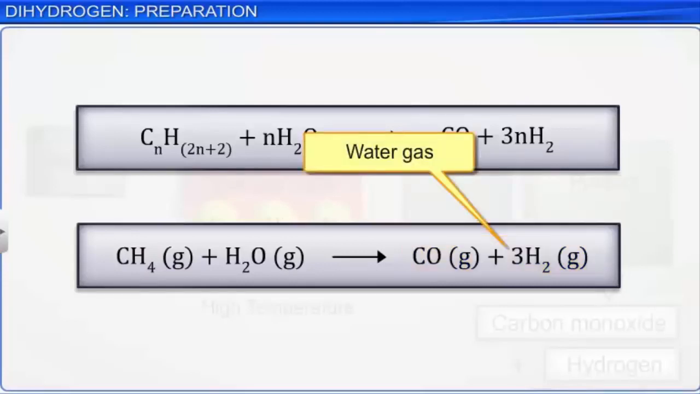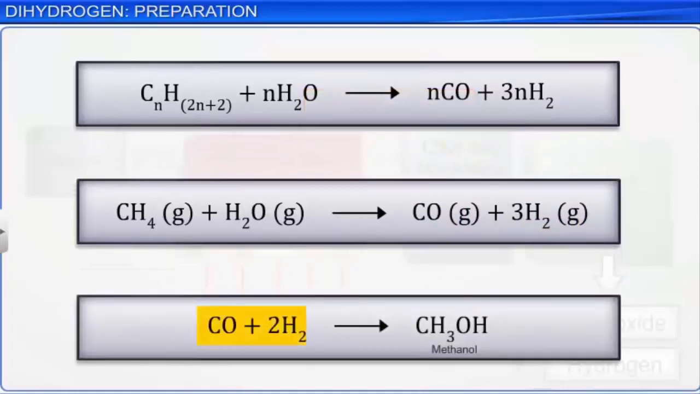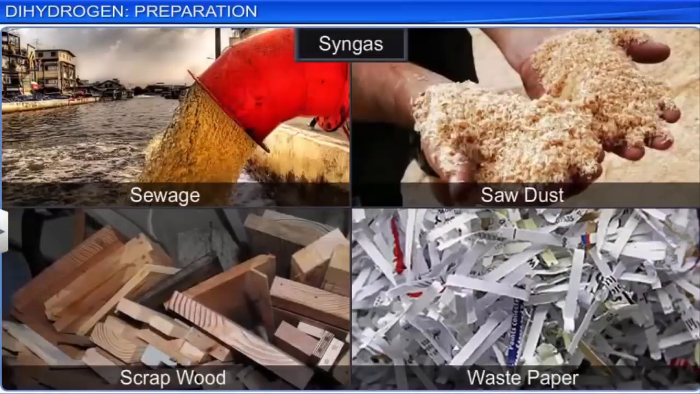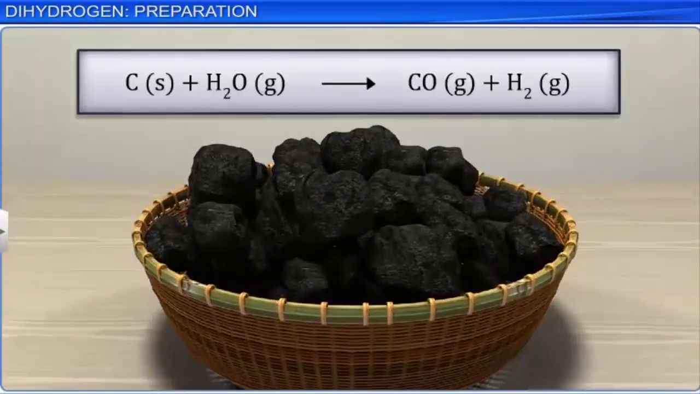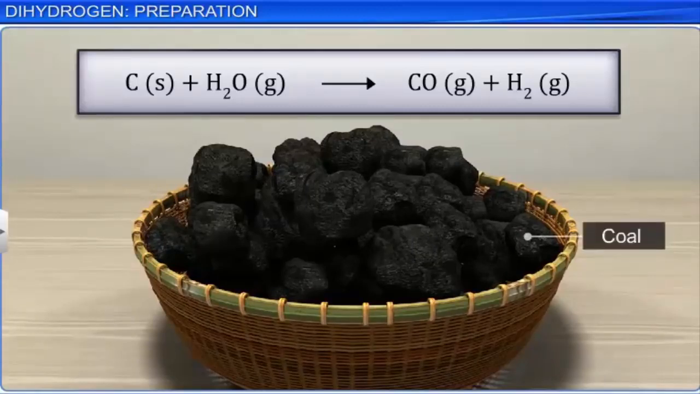Water gas is further used for the synthesis of methanol and a number of other hydrocarbons, as it produces a lot of heat when burnt. Hence, water gas is also called synthesis gas or syngas. Syngas is also produced from sewage, sawdust, scrap wood, waste paper, etc. When syngas is obtained by the reaction of steam on coal, the process is known as coal gasification.